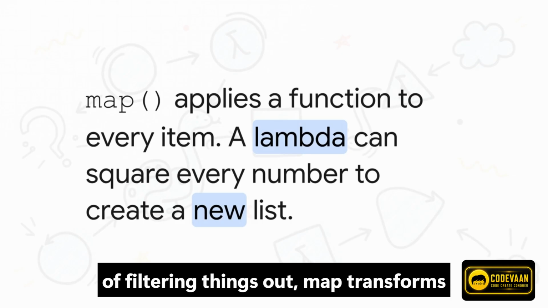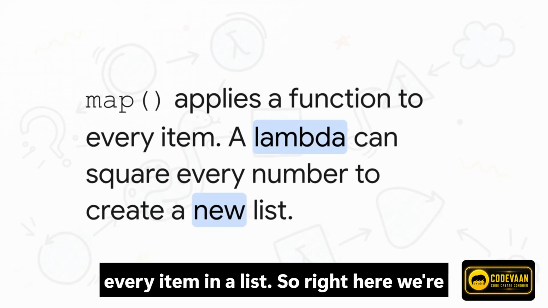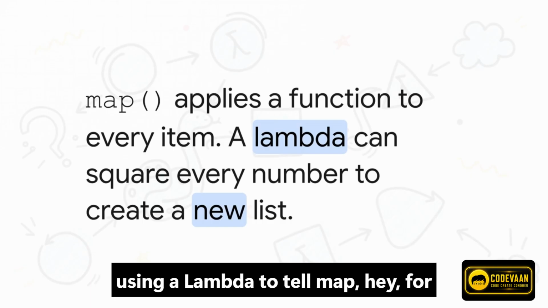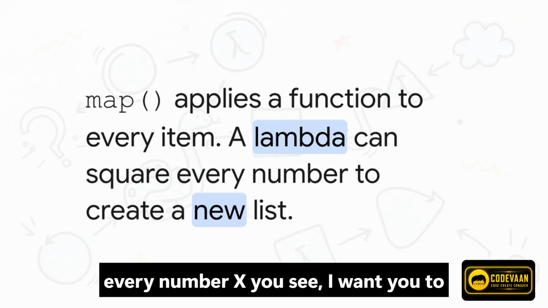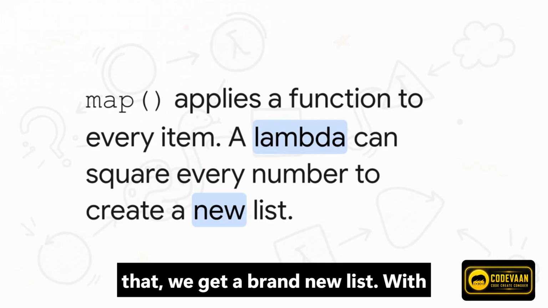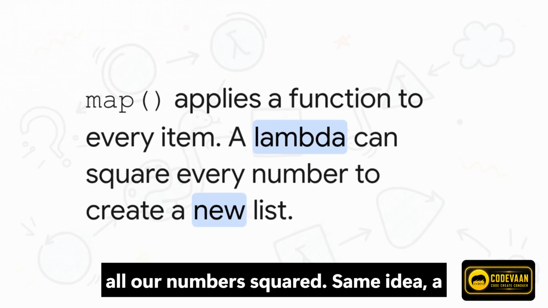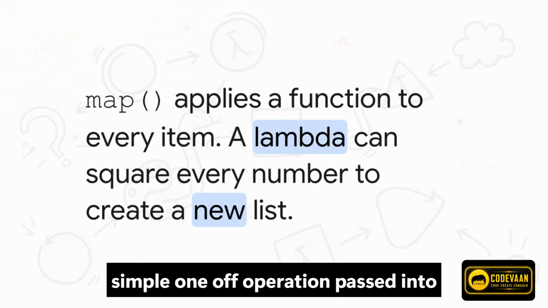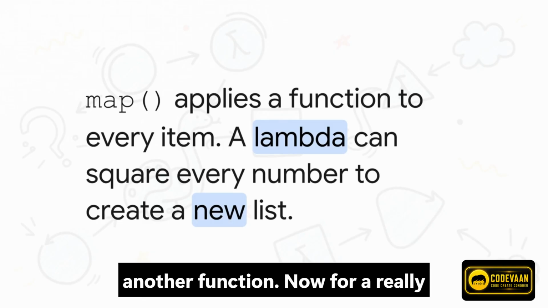The map function is another classic place you'll see lambdas. Instead of filtering things out, map transforms every item in a list. So right here, we're using a lambda to tell map, hey, for every number x you see, I want you to give me back x times x. And just like that, we get a brand new list with all our numbers squared. Same idea, a simple one-off operation passed into another function.